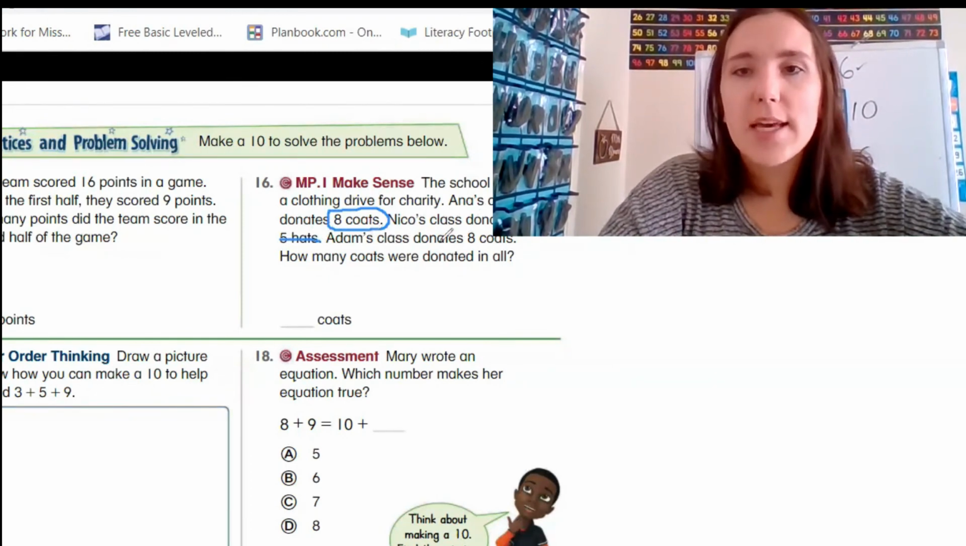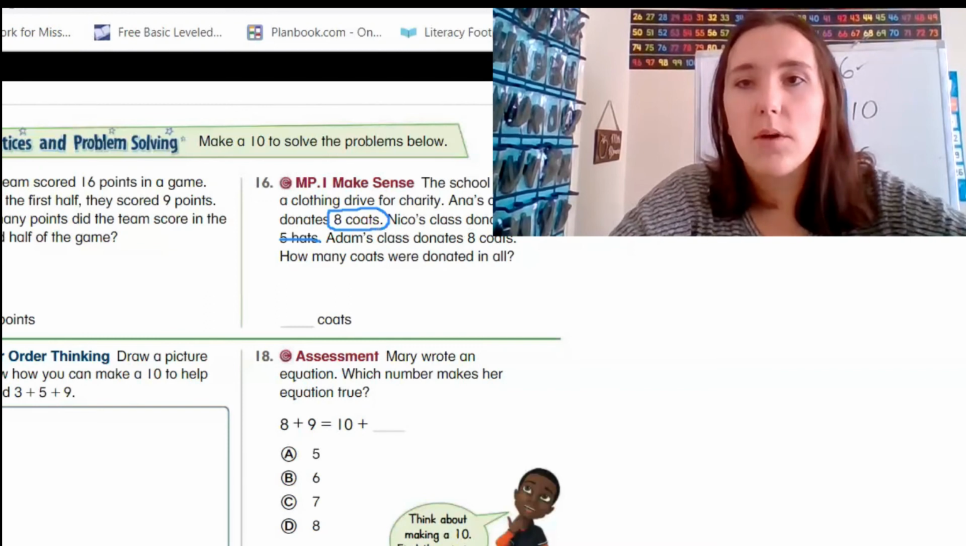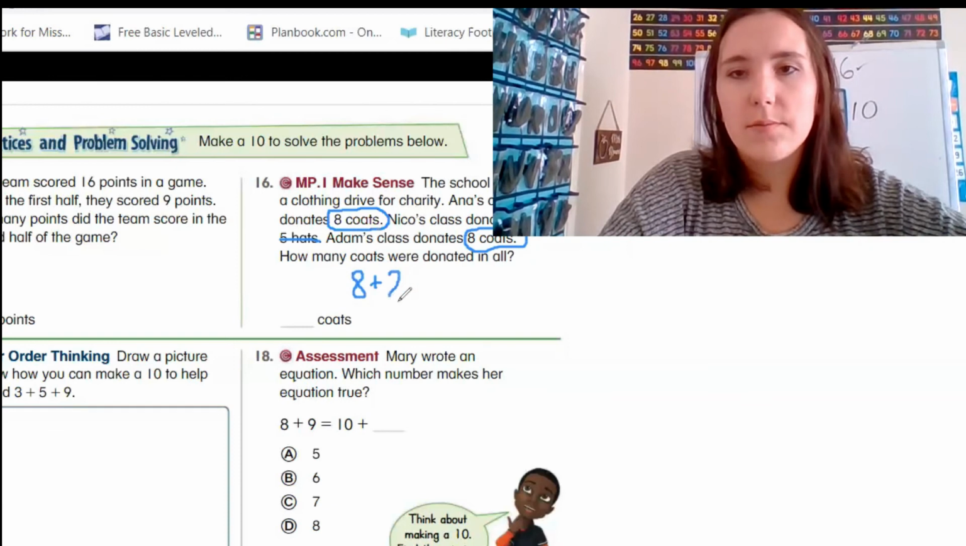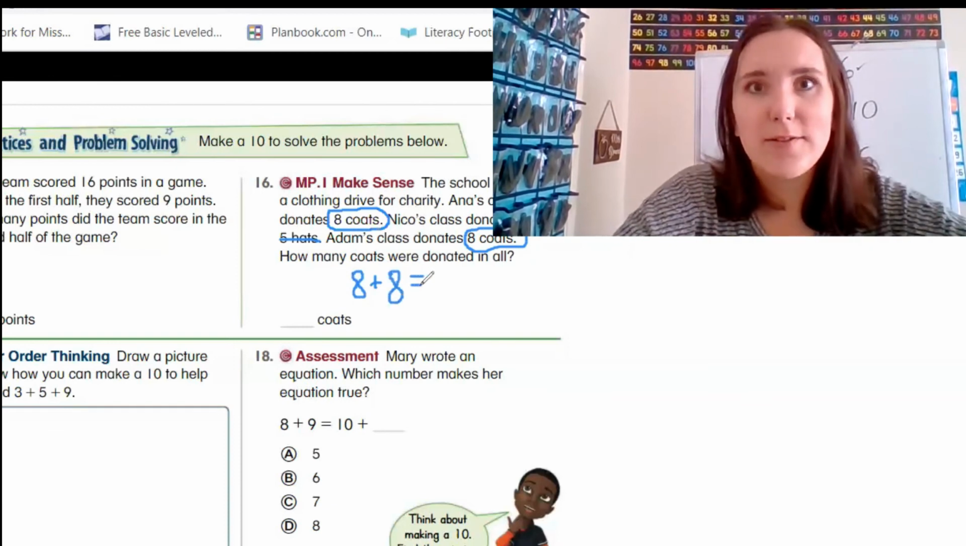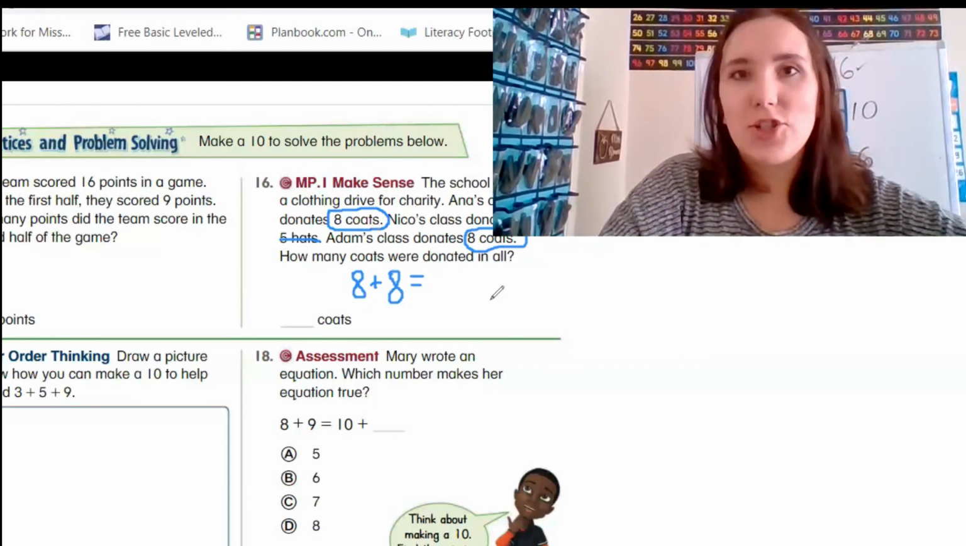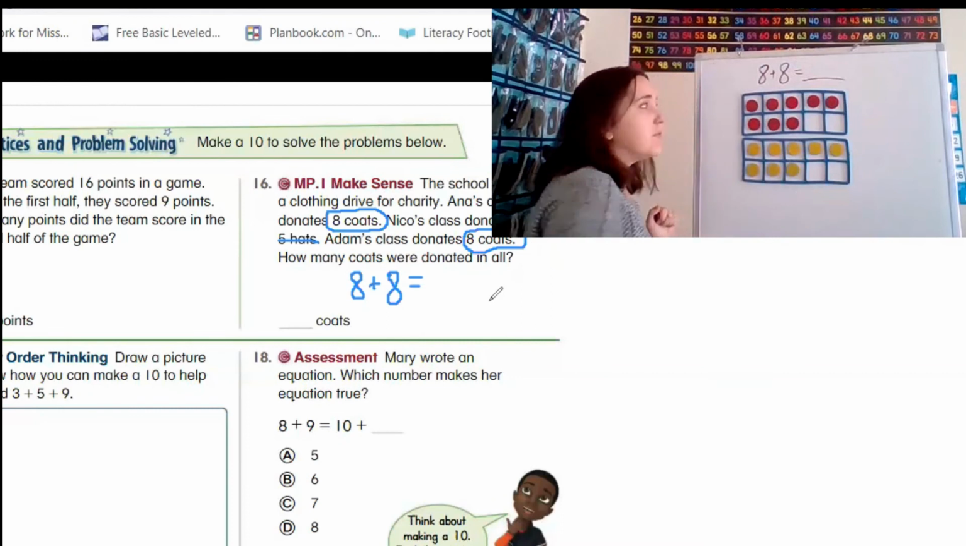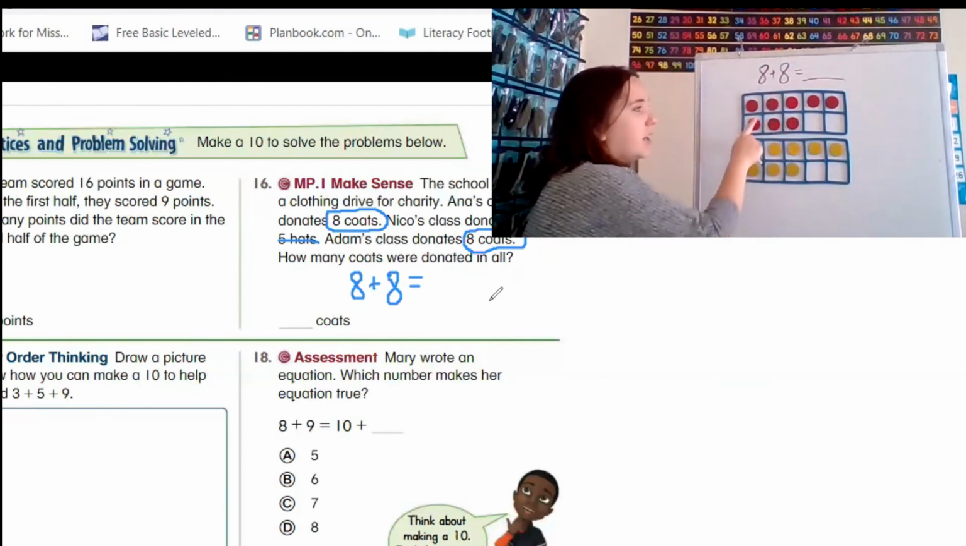And then Adam's class donates 8 coats. Oh, good, coats. We need to circle that number. So we should have 8 plus 8. Now you might know the answer to this problem because you know the doubles fact 8 plus 8, but let's check it with our 10 frames first. Okay, I have my fact 8 plus 8. I showed 8 and then 8 more.